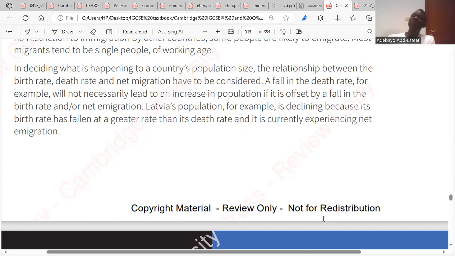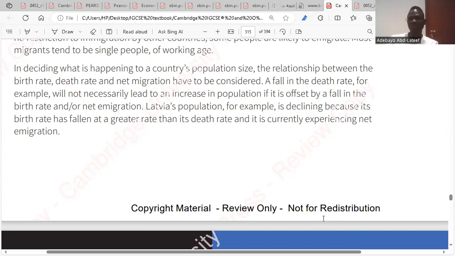Or if the death rate is falling and the number of people leaving the country also is increasing, it will still reduce the population. So put it into consideration. Don't think that when the death rate is falling, the population will increase. No, you have to check the statistics of the net migration, and you have to check the statistics of the birth rate.